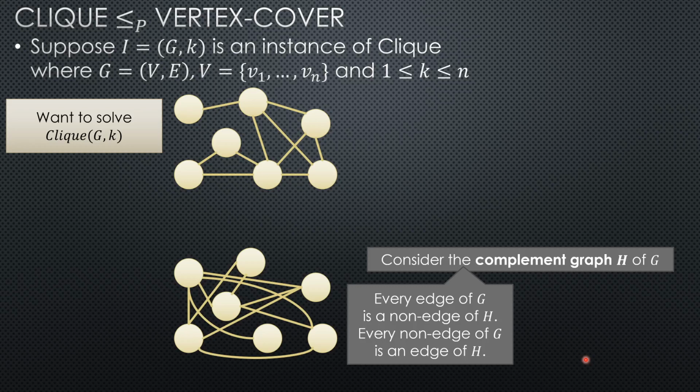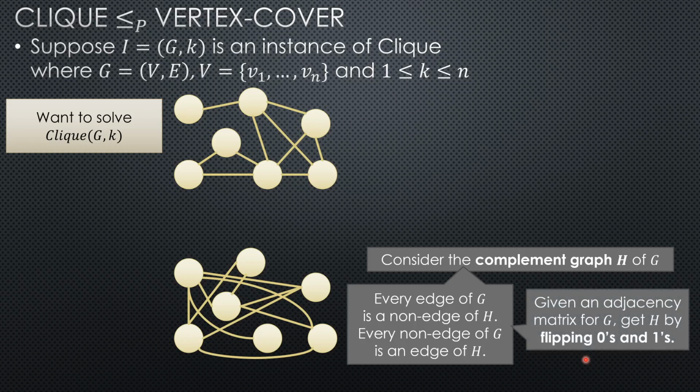And if you think about how you would do this in a real implementation, suppose we used an adjacency matrix. The way you would do this is you would just flip all the zeros and ones. So all the zeros would become ones, all the ones would become zeros in the adjacency matrix. That way, if you have an edge in the original graph, you now don't have an edge in the new graph. If you don't have an edge in the original graph, now you have that edge in the new graph.